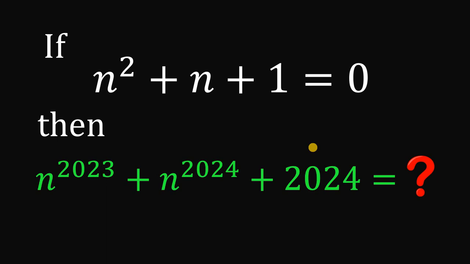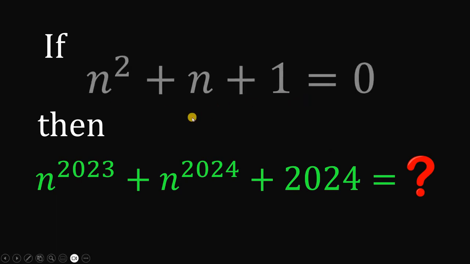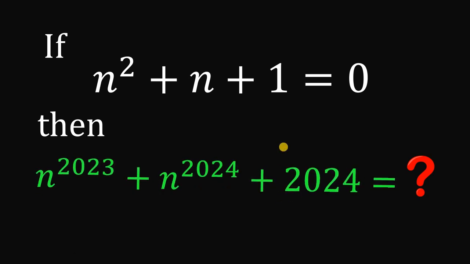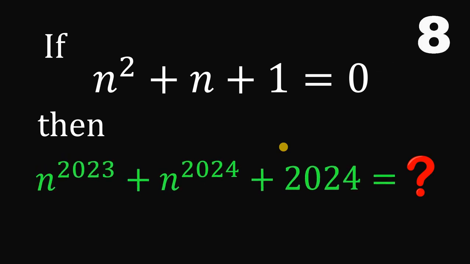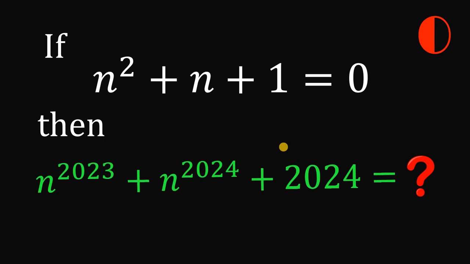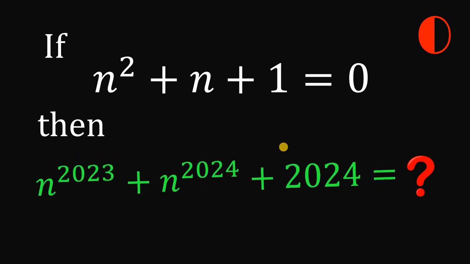Can you solve this math challenge? Here's the question. If n squared plus n plus 1 equals 0, then what is the numerical value of n raised to 2023 plus n raised to 2024 plus 2024? Now, you can pause this video if you want to give this problem a try. And now, let's answer this question together.